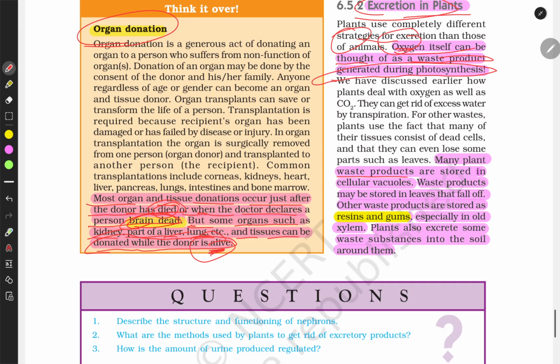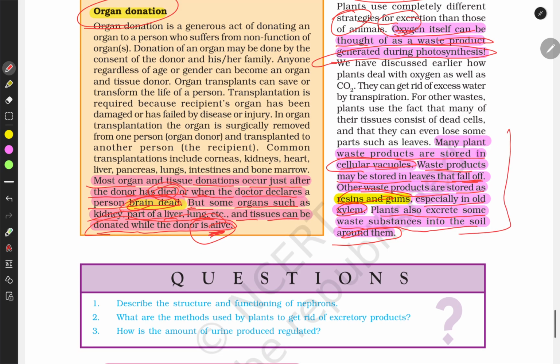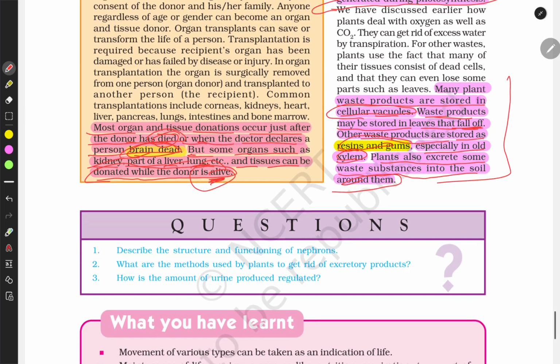Many plant waste products are stored in the cellular vacuoles, and waste products may be stored in the leaves that fall off. Other waste products are stored as resin and gum, especially in old xylem. Plants also excrete some waste substances into the soil around them. So this is how the excretory system works in plants.